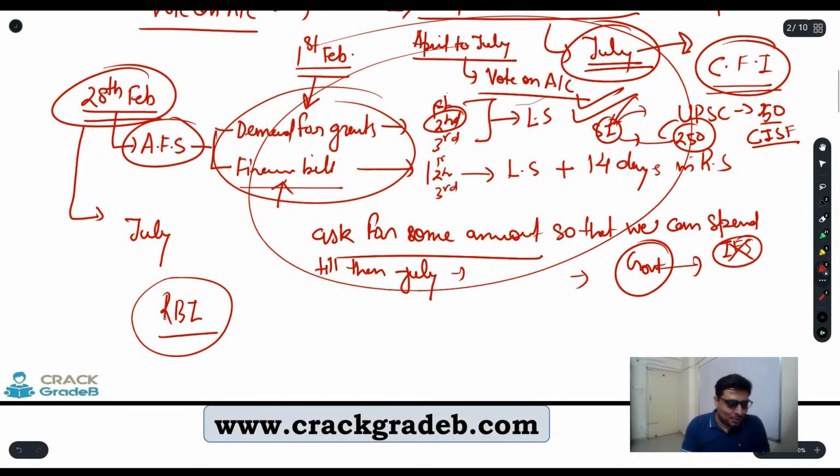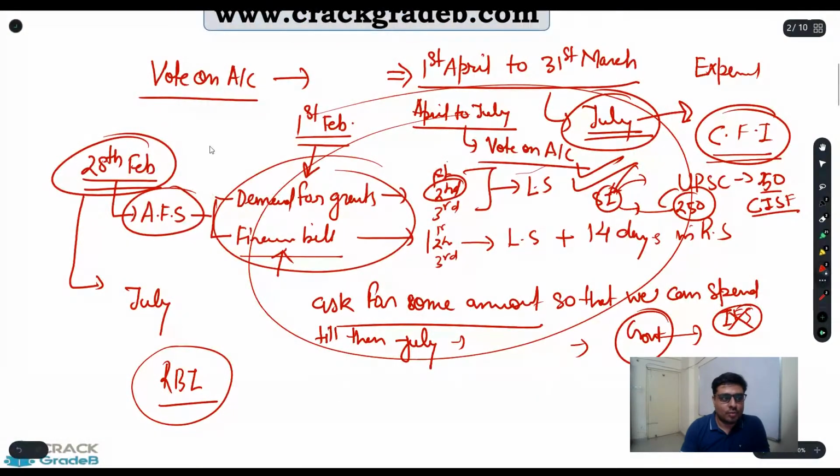Okay, now come back to the point, because we went too far. Where was I? I was explaining the annual financial statement and vote on account. What is vote on account? When the financial year is about to start and we are not able to clear the entire budget, we request the parliament to allow us to spend for the period when the budget has not been passed. That is called vote on account, right?